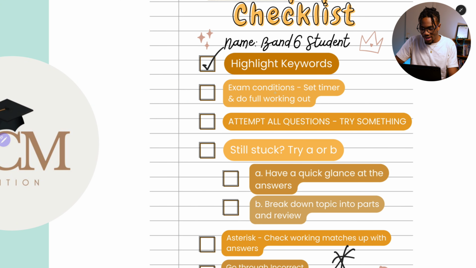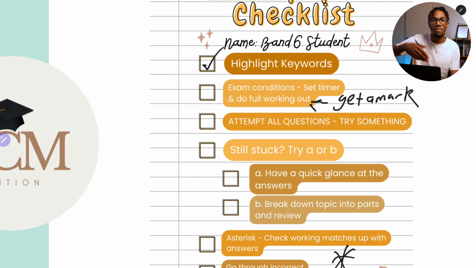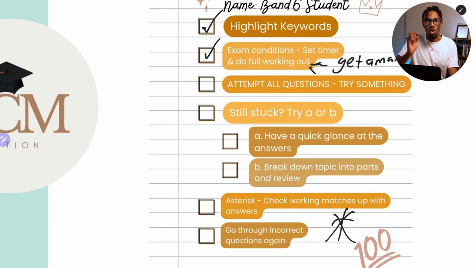All right, you've got your exam conditions: set a timer, do full working. You can often get a mark. If you get the wrong final answer, but your working shows that you kind of understood the question, you can often get a mark or even two. You need to attempt all questions.